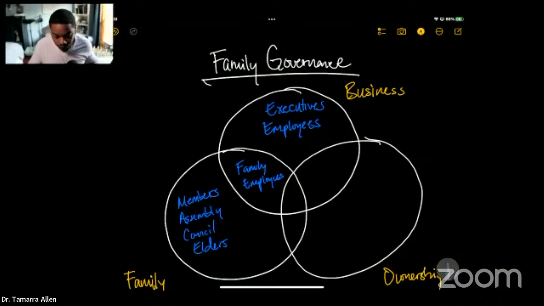That's the gray area. If you wanted to hire your family members as employees in your business, you can. I'm glad you said that. I was going to say that anyway, but yeah.